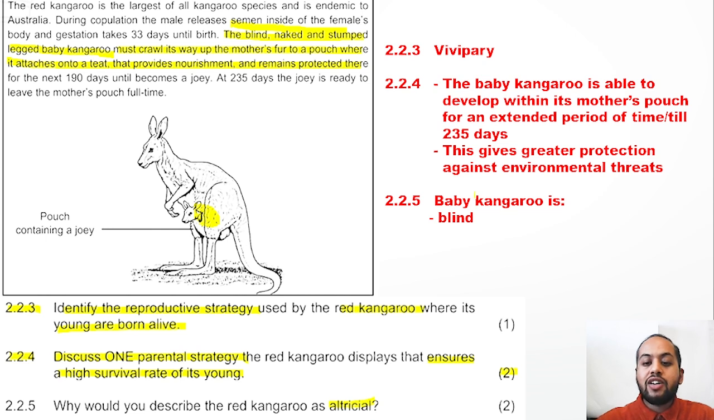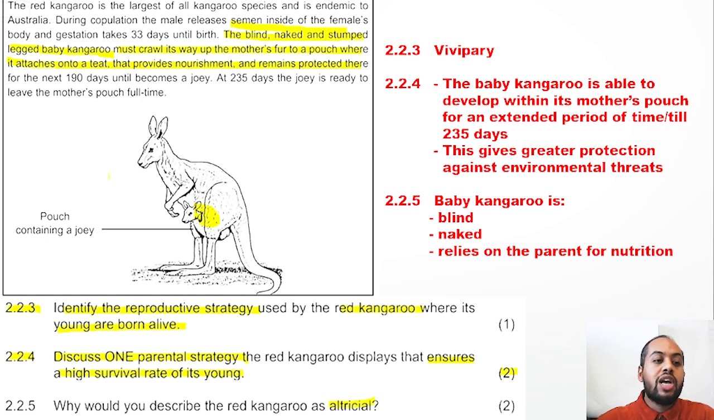The baby kangaroo is blind, the baby kangaroo is naked, and therefore it relies on the parent for nutrition also, because the mother provides nourishment. That's an indication that it's dependent on the parent for nourishment. The baby kangaroo is blind, naked and relies on the parent for nutrition. That is why we can say it is going to be altricial development for 2.2.5.